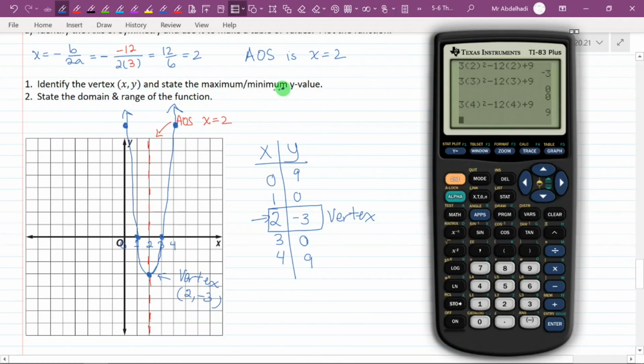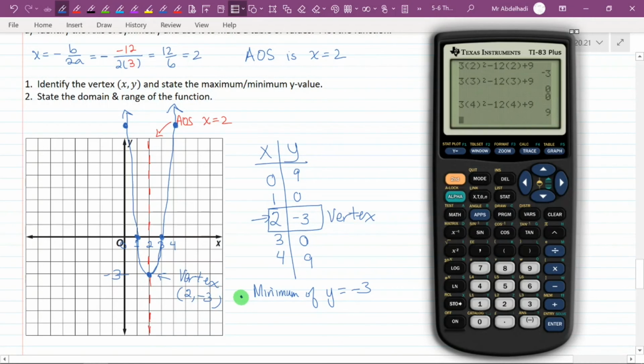Identify the maximum or minimum value. Well, since this parabola has a lowest value, it has a minimum. It has no maximum because it goes up and up forever and ever. But it does have a bottom, not a top. So the bottom happens at y equals, what is this? y equals -3. So it has a minimum value of y equals -3. And that's basically the same number as the y-coordinate of the vertex, because that's where the vertex is.